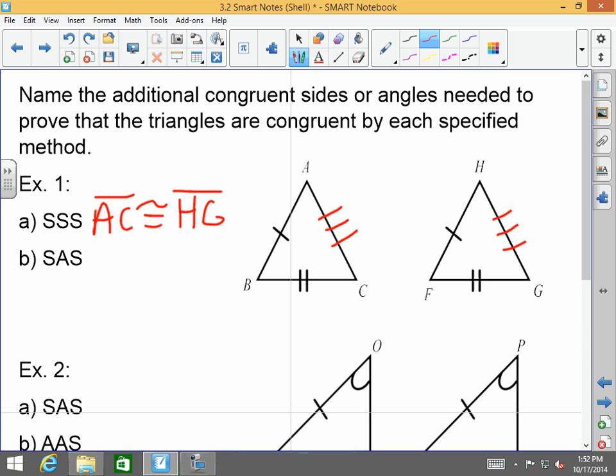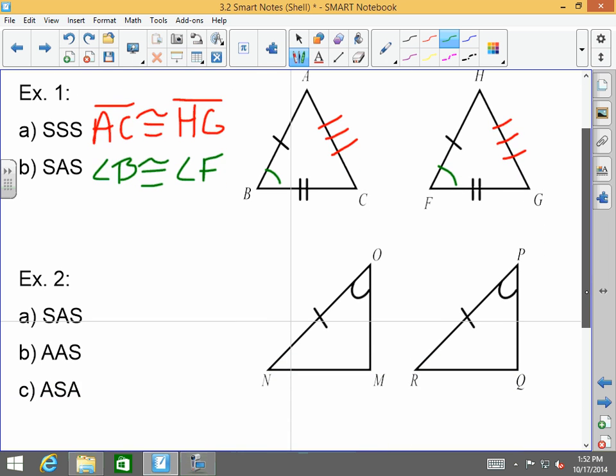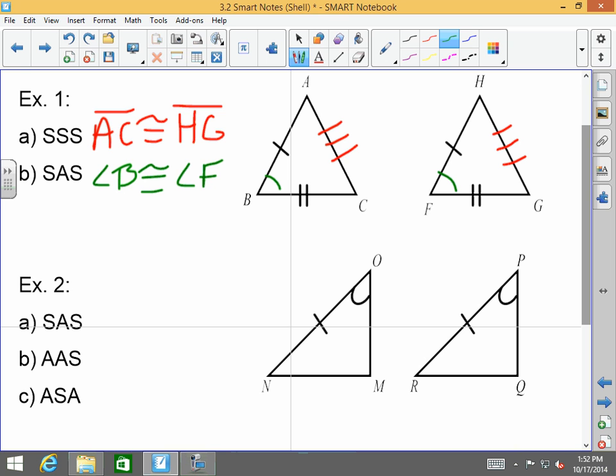Awesome. How about for side-angle-side? I'll change the color so you can see the difference. Yes, sir. Angle B must be congruent to angle F for side-angle-side. Absolutely. Fantastic. Well done. I'll leave it up just in case you need to write the answers, but let's move on to example 2.